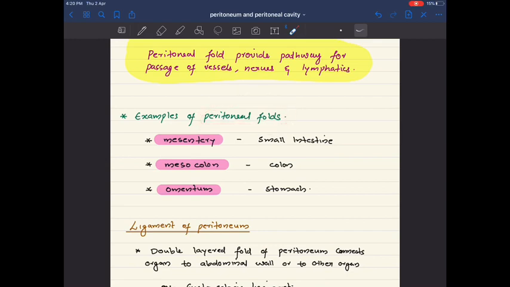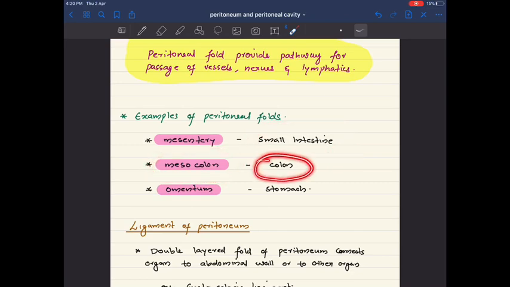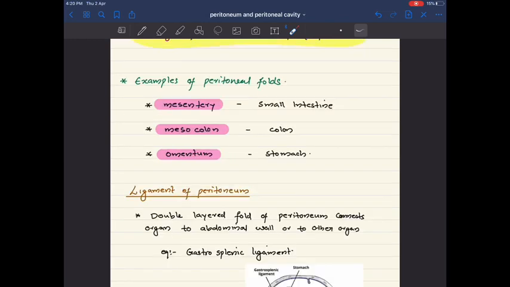So tell me some examples of peritoneal fold. Have you heard about mesentery? Mesentery means it's a peritoneal fold of small intestine. Mesocolon, peritoneal fold of colon. Omentum, peritoneal fold of stomach. You need to learn these names. Okay, we'll be discussing it many times.